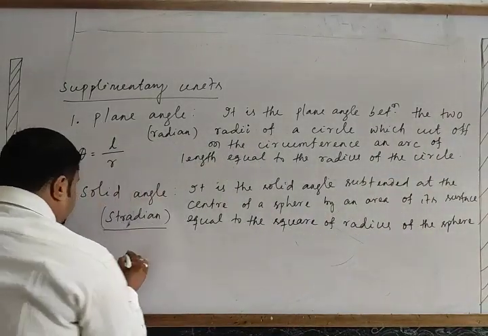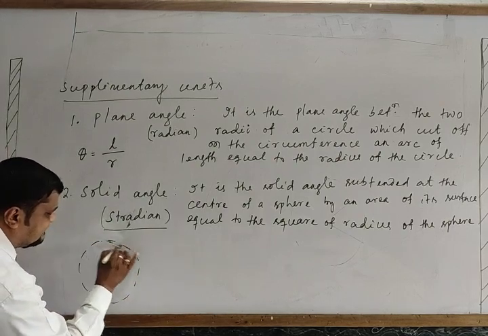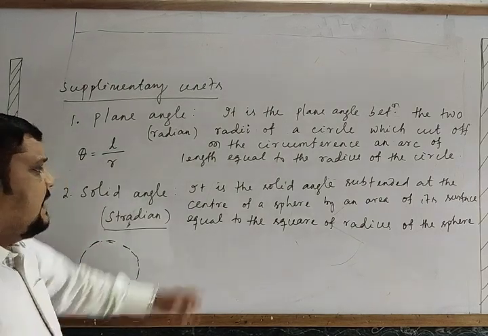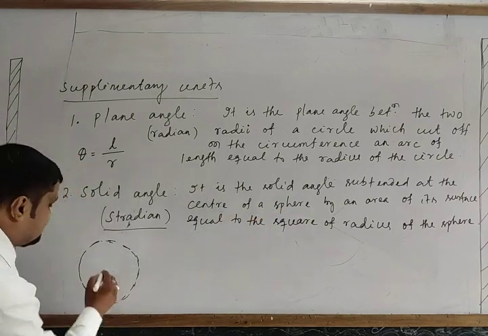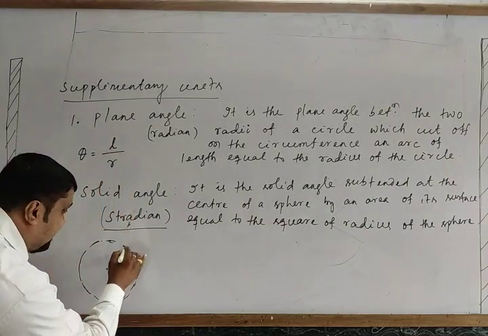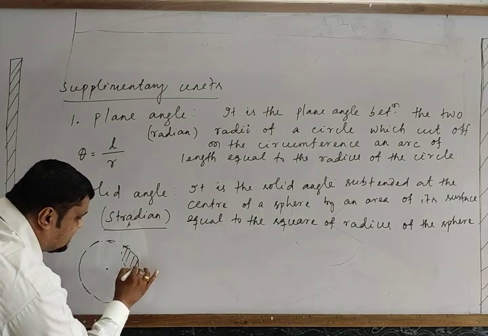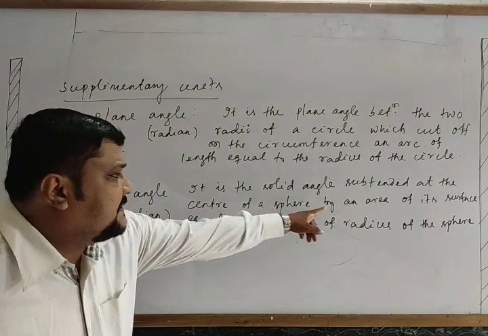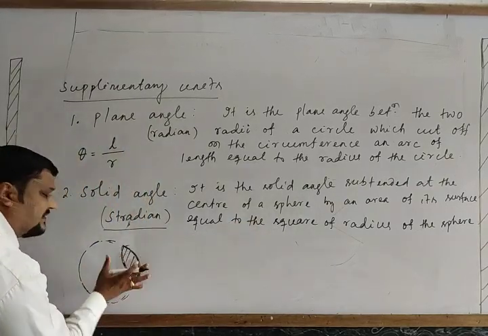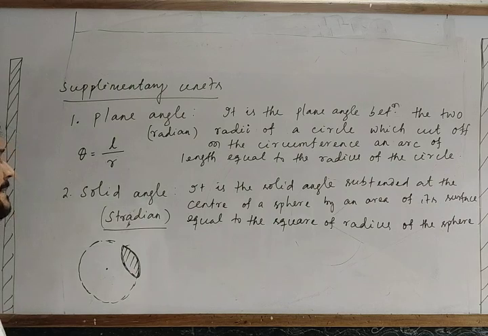So what is the steradian? Consider a sphere, and let us consider the sphere is like this. A sphere is three-dimensional. It is the solid angle subtended at the center of the sphere by an area of its surface. Let me draw the area like this. This is an area on the surface of the sphere, equal to the square of the radius.